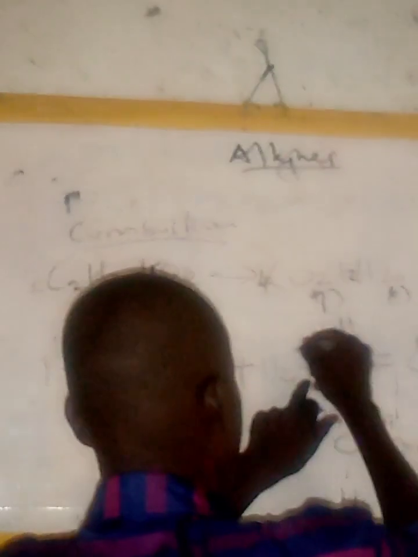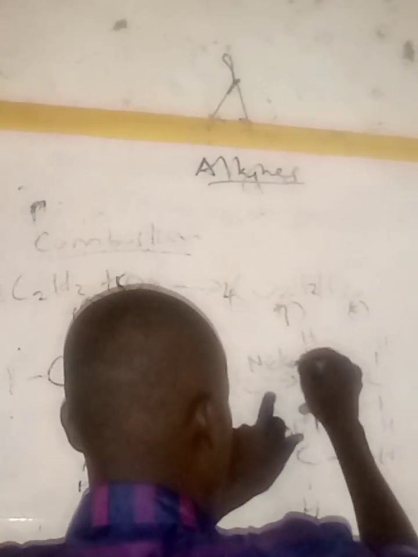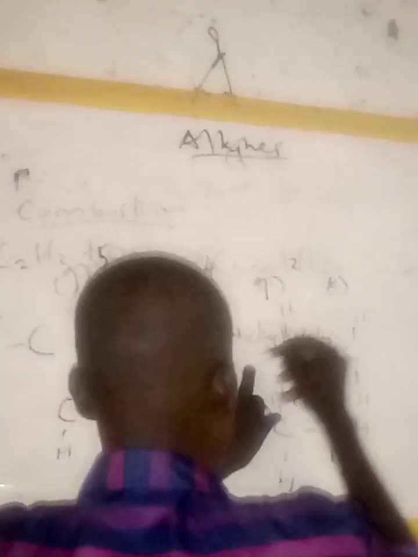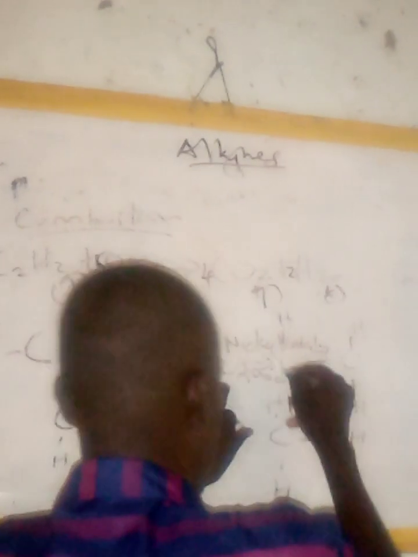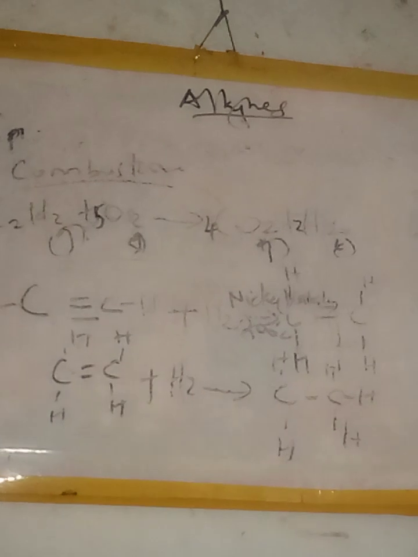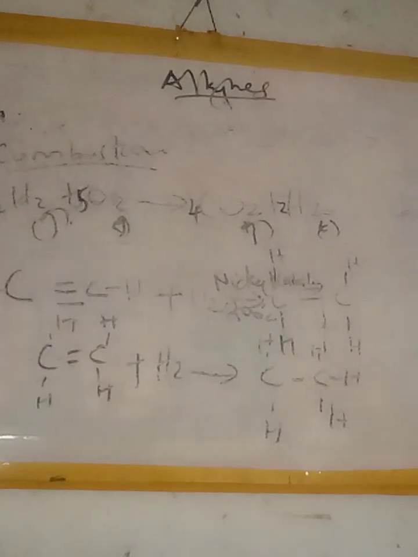Then in this addition reaction, we normally have a catalyst. The catalyst is nickel catalyst, at a temperature of 200 degrees Celsius. So this one is nickel catalyst at a temperature of 200 degrees Celsius. So the two conditions must be met for this reaction to take place: nickel catalyst and a temperature of 200 degrees Celsius. And these are the two questions that are normally asked at that particular point.